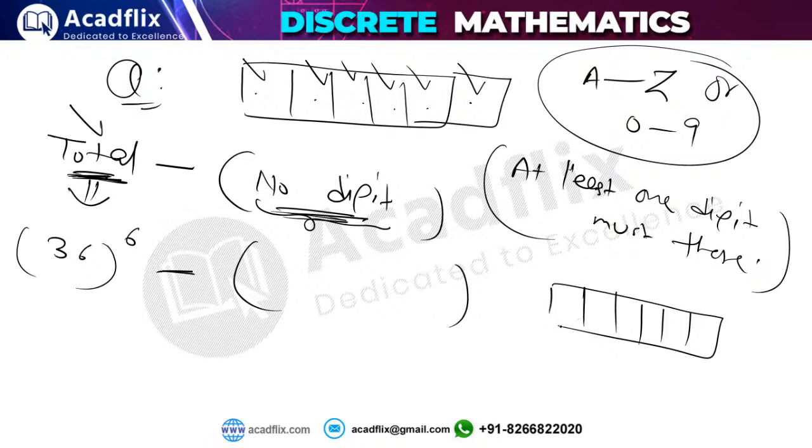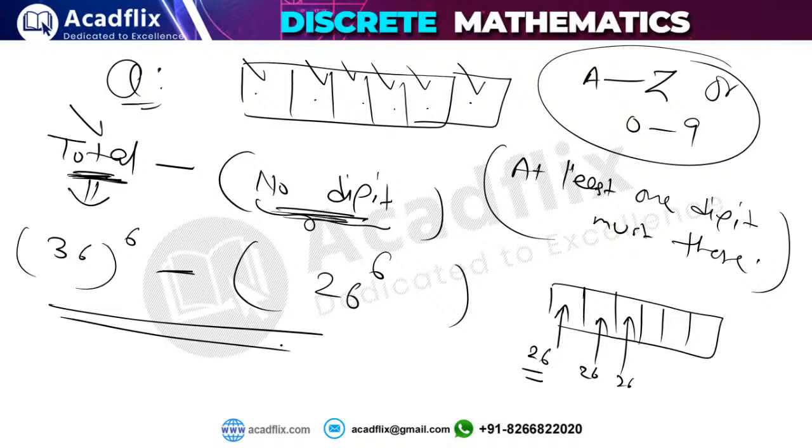So how many ways are there to put here? There are only 26, because you cannot put a digit. Similarly, there are 26 here because you cannot put a digit, and so on. So how many will be there? 26 power 6. So your answer will be 36 power 6 minus 26 power 6.